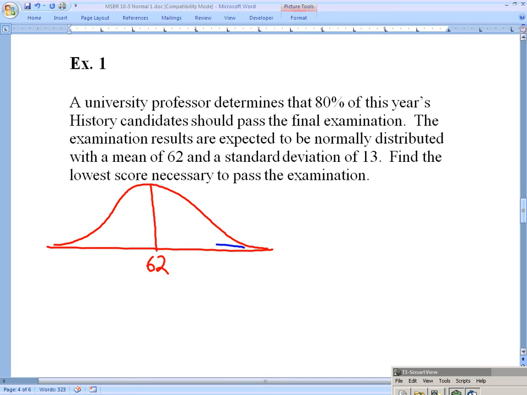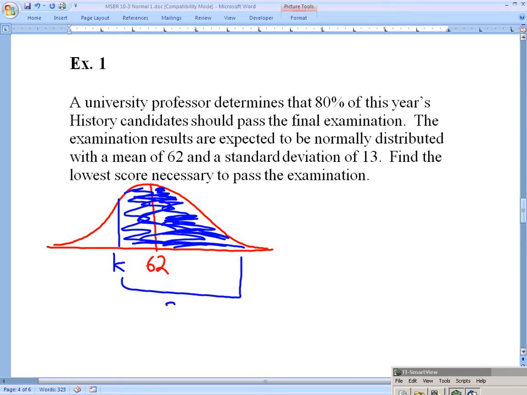So if 80% of students are passing, that means certainly the top half is already passing, everybody greater than that. And then another 30% is also passing. So somewhere around here, meaning this is my K value. But you'll notice that I just shaded to the right because the passing scores are the higher scores. So I've shaded everything greater than K, and I want this whole area to represent 80% of my data.